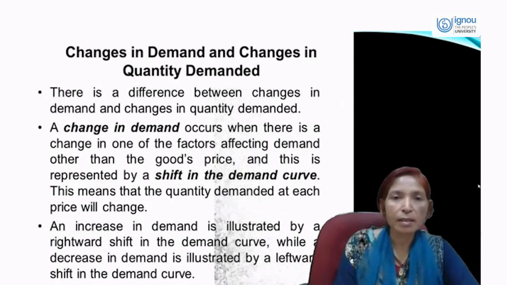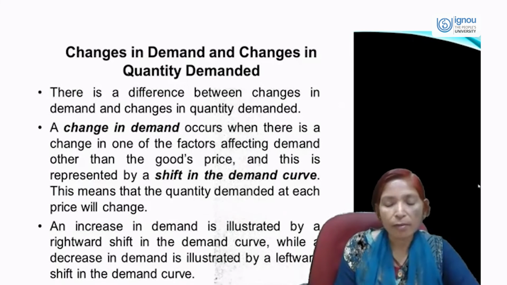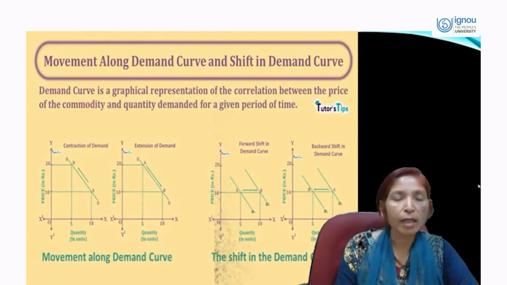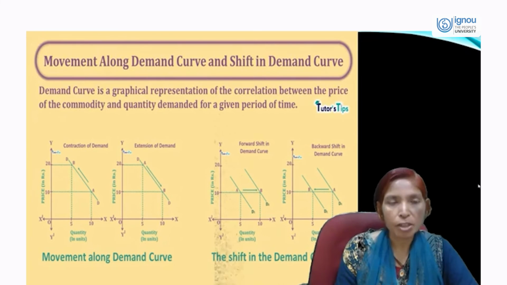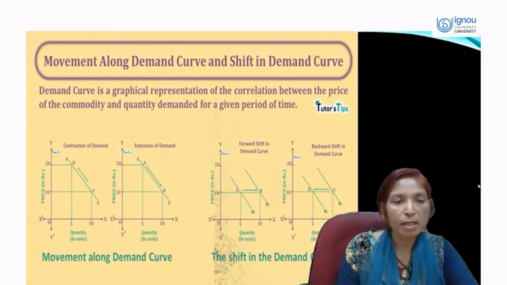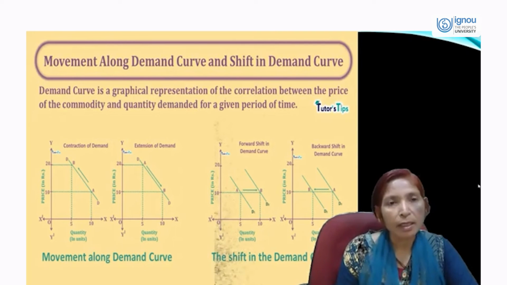When demand decreases, the demand curve will shift to the left hand side. This is the diagram of shift in demand curve and movement along the demand curve. You know that in case of movement along the demand curve, the demand curve will not shift. We can only show it with the help of an arrow. If there is an upward movement on the demand curve, that is called contraction of demand.